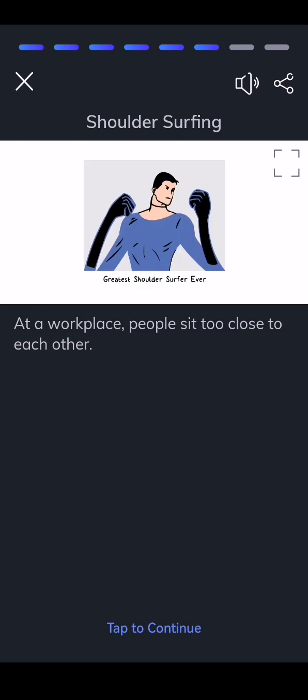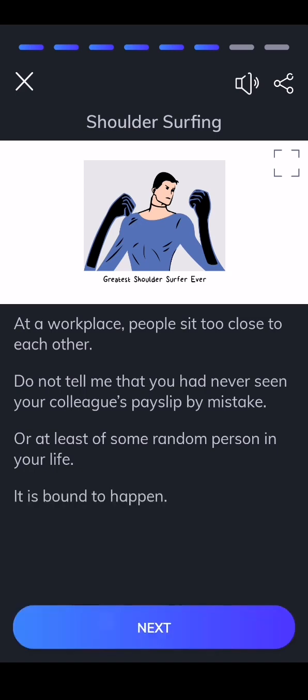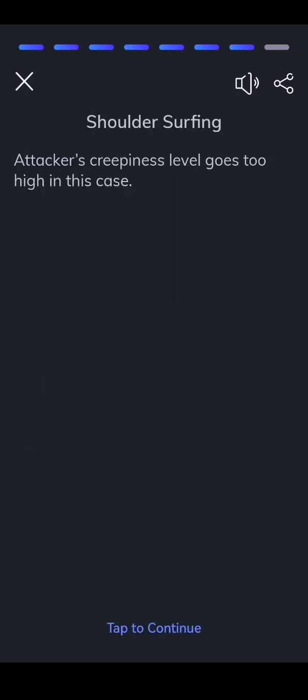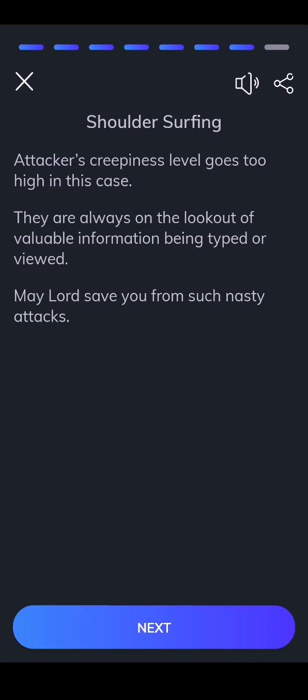At a workplace, people sit too close to each other. Do not tell me that you have never seen your colleague's payslip by mistake. Or at least of some random person in your life. It is bound to happen. Attacker's creepiness level goes too high in this case. They are always on the lookout for valuable information being typed or viewed. May Lord save you from such nasty attacks.